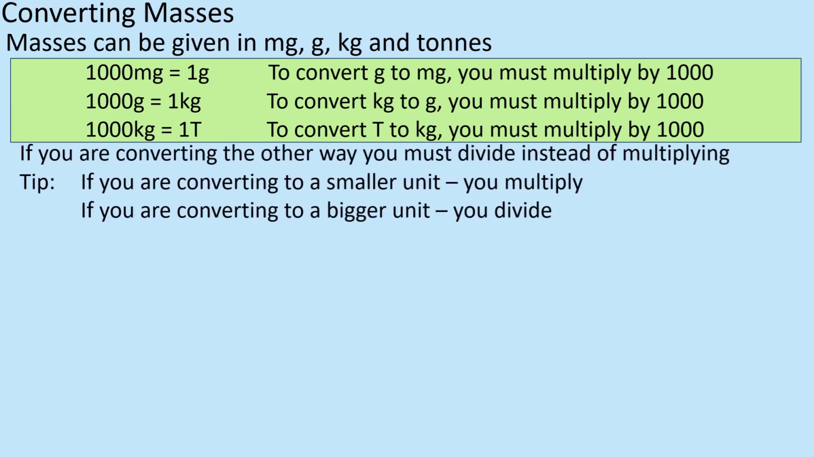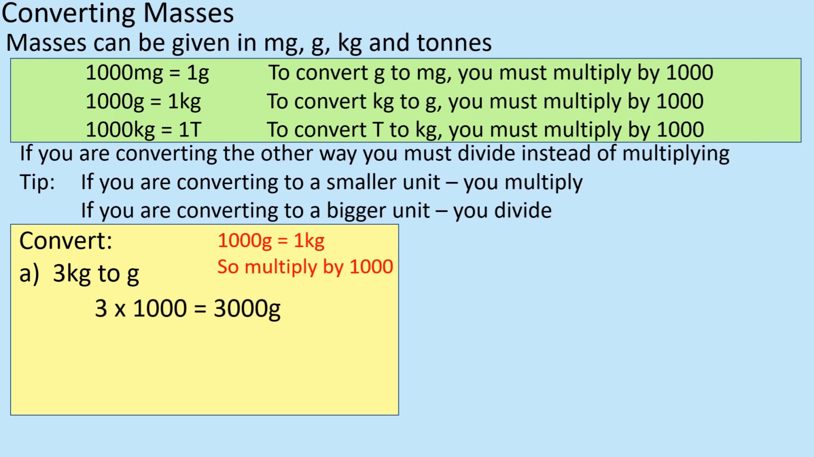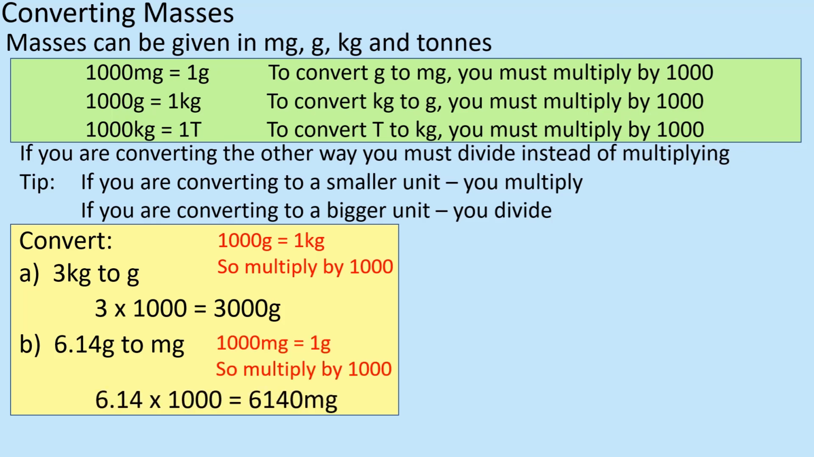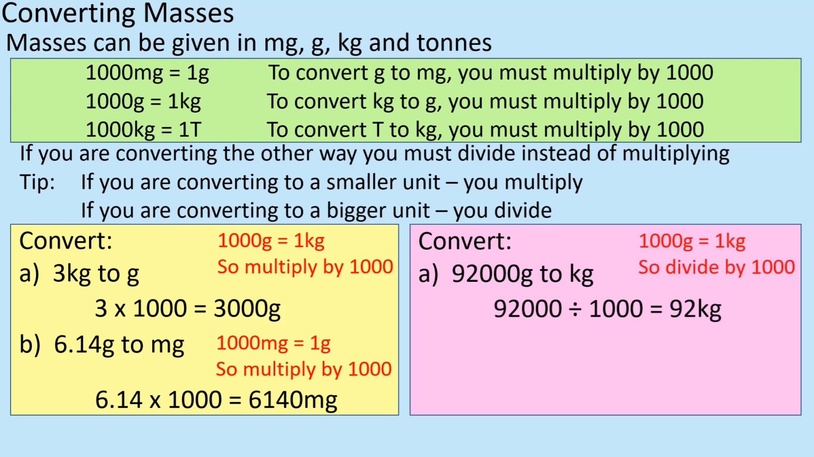I'm not going to run through the tips again because it's the same kind of idea. So 3 kilograms to grams, the unit is getting smaller, so I'm going to times by 1,000, 3,000 grams. I've got 6.4 grams to milligrams. Again, my unit is getting smaller, so I'm going to times by 1,000 again, which is 6,400. Making sure you take the 0 over as well. Then convert 9,200 grams to kilograms, you divide by 1,000, so it's 9.2.